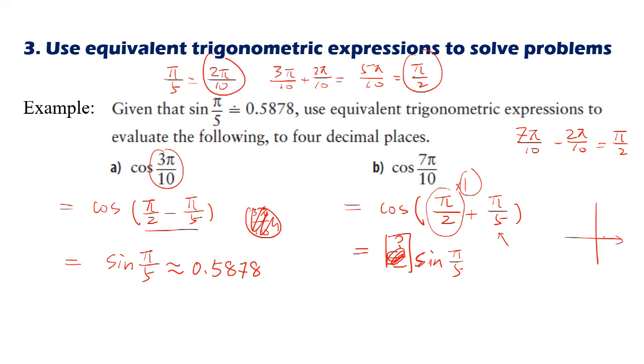So this is your 1/2 of pi, and plus an acute angle. The new angle should lie in the second quadrant, right? In the second quadrant, cosine is minus, so we need to put a minus sign here. So the original expression equals minus sine 1/5 of pi, which is minus 0.5878.